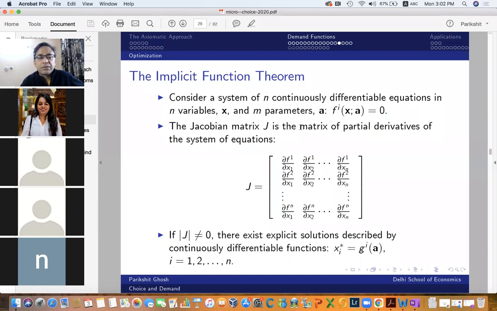Now, sir, isn't that comparative statics only? That's what I just said. Okay, sir. We start with a system of equations and try to do comparative statics on it. Okay, sir.